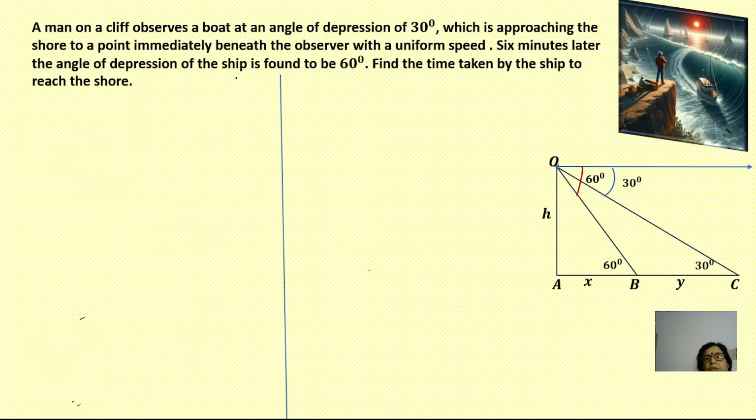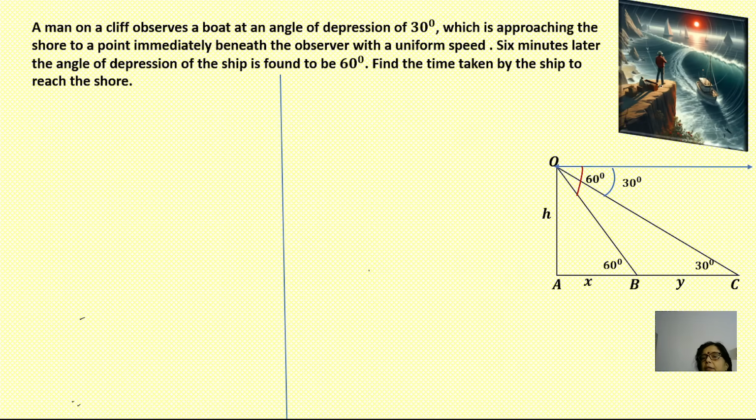The next question is, a man on a cliff observes a boat at an angle of depression of 30 degrees, which is approaching the shore to a point immediately beneath the observer with a uniform speed. 6 minutes later, the angle of depression of the ship is found to be 60 degrees. Find the time taken by the ship to reach the shore.